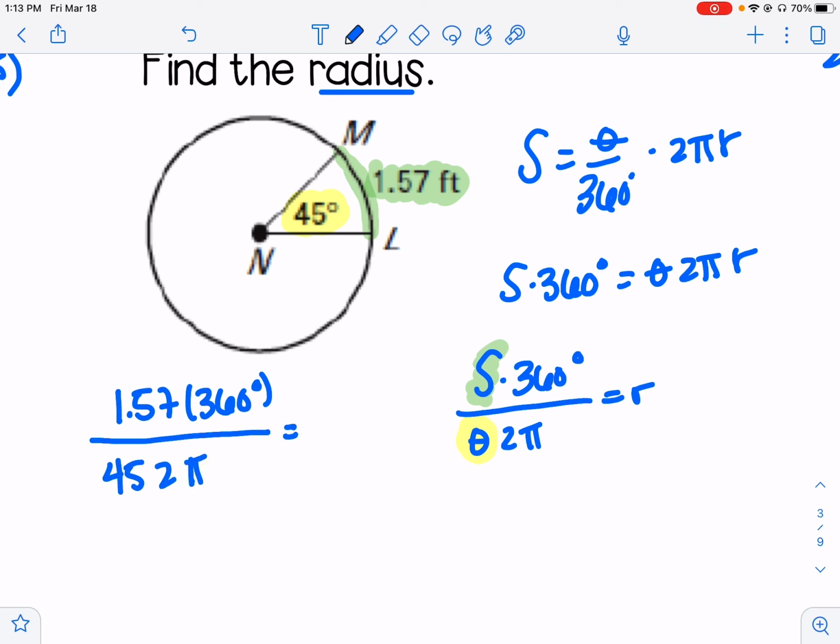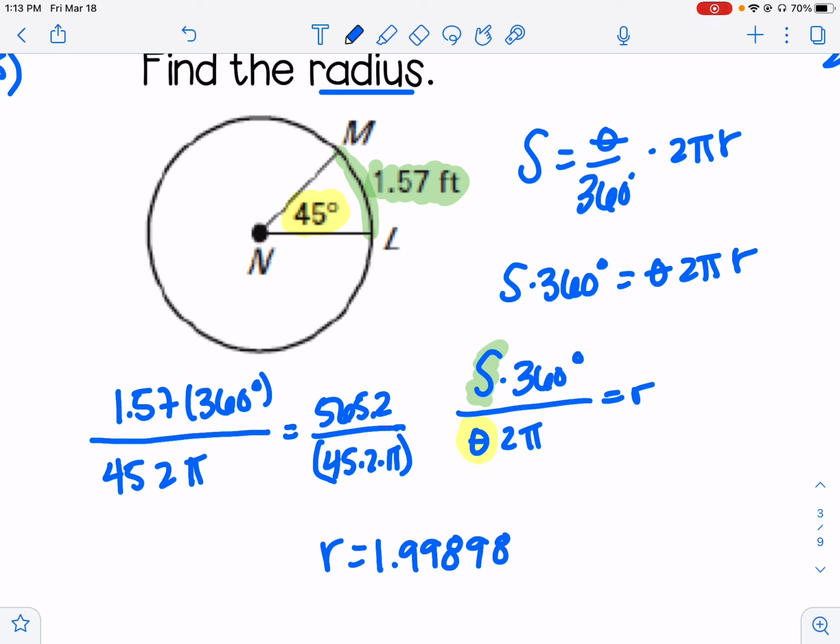Similar to the last problem, I'm going to do the numerator first. That's just my preference. And then as I divide by the denominator, I'm going to make sure that I put parentheses around everything. So divide by 45 times 2 times pi, close parentheses. And that tells me that my r is 1.998986. That's the first place I get to round easily, so I'm going to go ahead and round that all the way up just to 2.00.